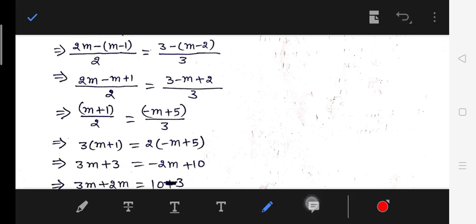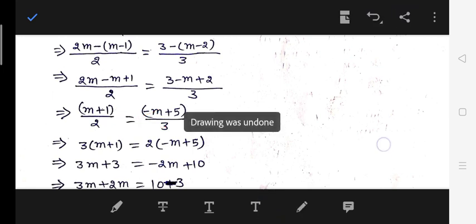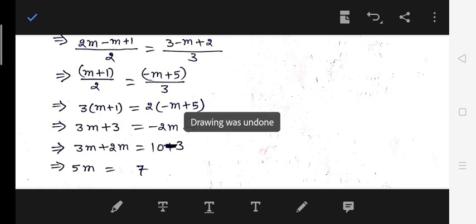Now here I will go for the cross multiplication. So 3 will be multiplied with (m plus 1), and 2 will be multiplied with (minus m plus 5). So cross multiplying, 3 into (m plus 1) equals 2 into (minus m plus 5). Then 3 into m, 3m, plus 3 into 1, 3, equals 2 into minus m, minus 2m, plus 2 into 5, plus 10.